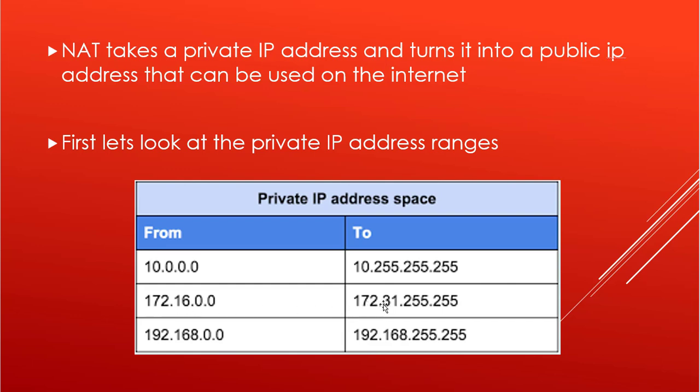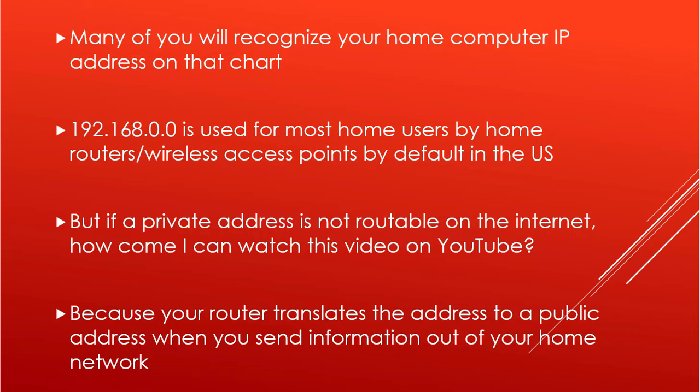Then there's 172.16 all the way through 172.32, although most of the time you only see that it just uses 172.16. And then for Class C, which is kind of weird, they only do 192.168. They didn't do the third octet. So I've never quite understood why that happened, but they just did. And that's why most home routers and stuff only use 192.168. So most of you recognize your home computer address on that chart. So 192.168 is used for most home wireless routers and access points by default in the US. I don't know if that address is used in other countries, but I would assume so.